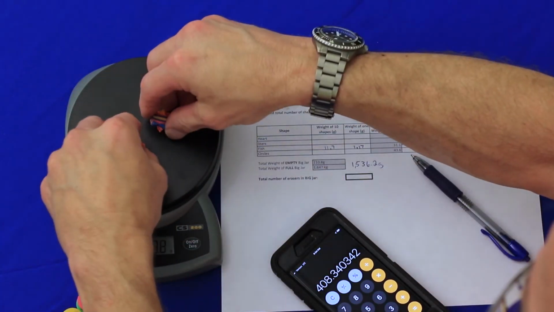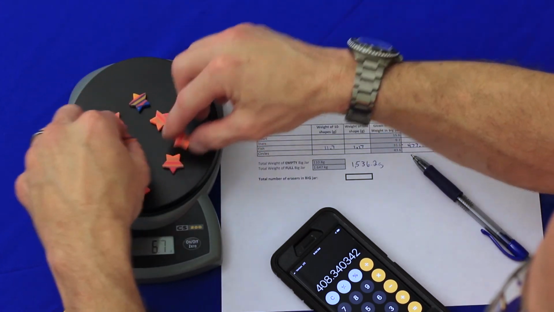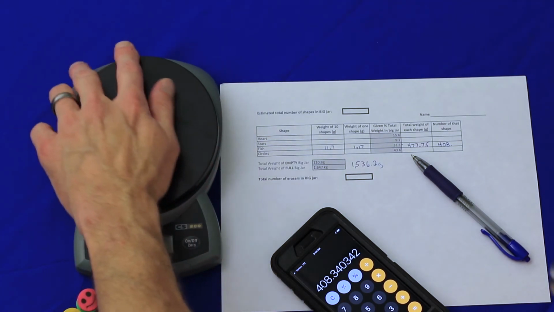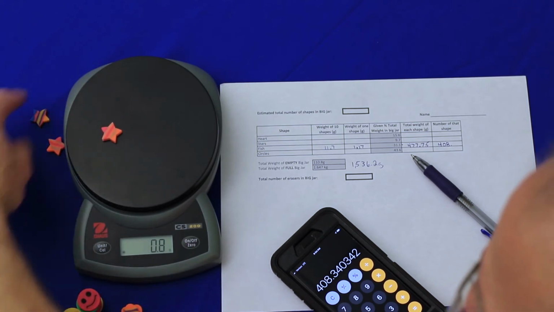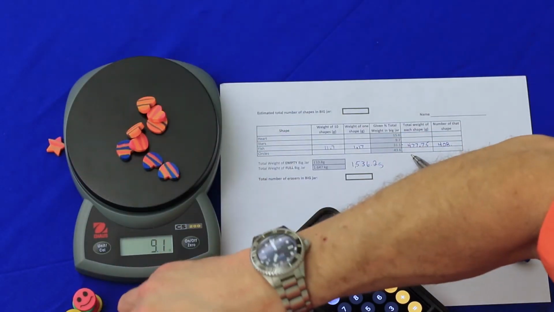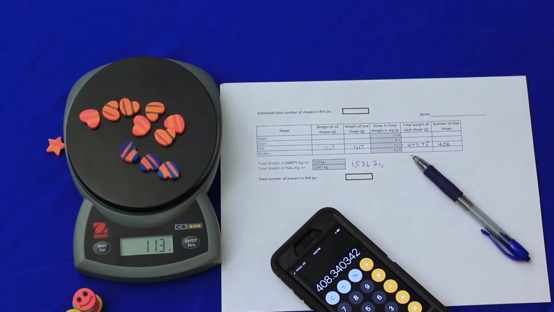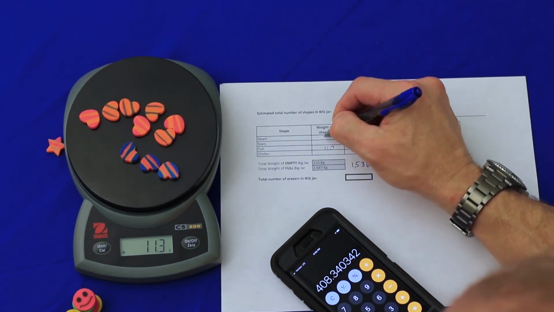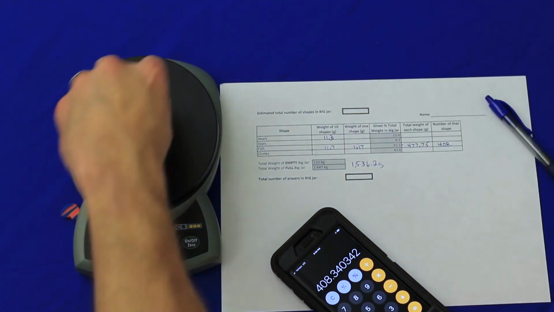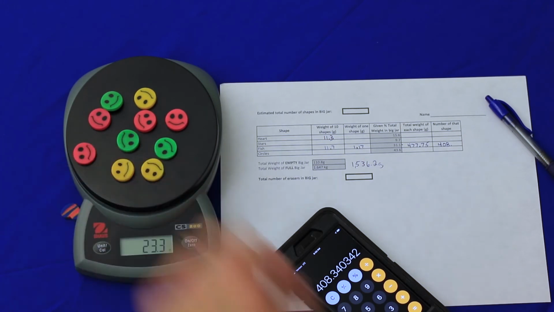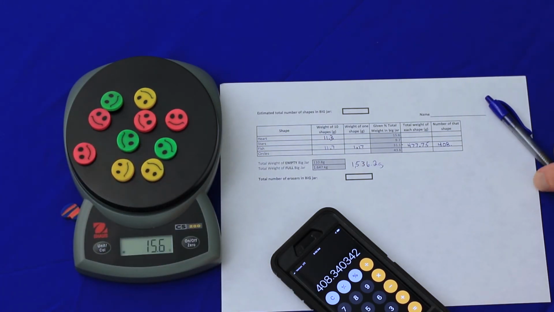So next we'll do stars. And the weight of the stars is 8.2 grams. The weight, and we just use 10 because that's a simple number to work with. The weight of the hearts is 11.3. The weight of the circles is 15.6 grams.